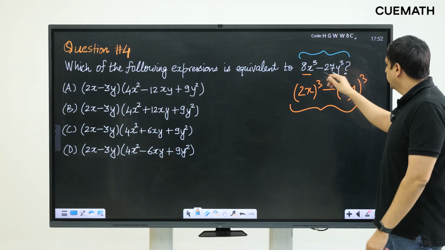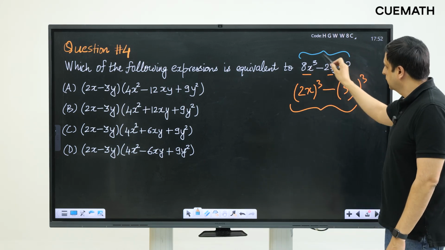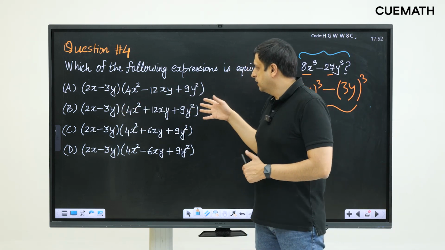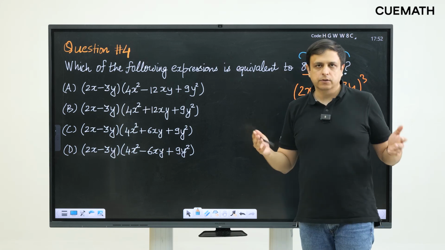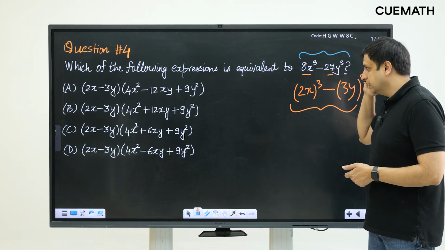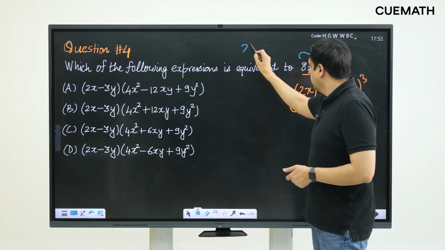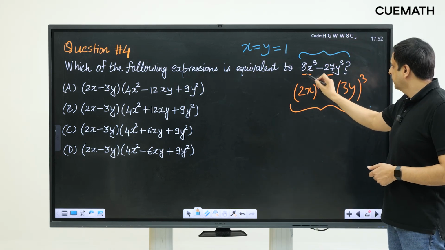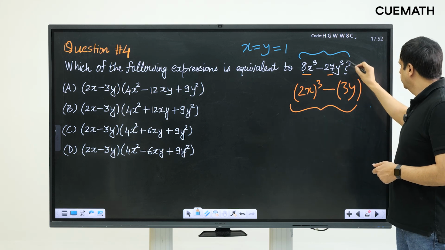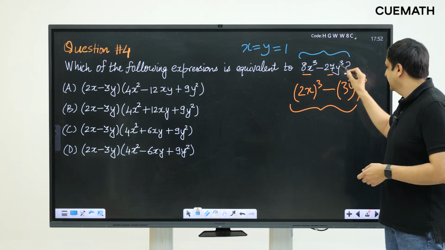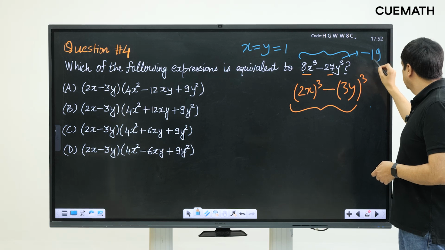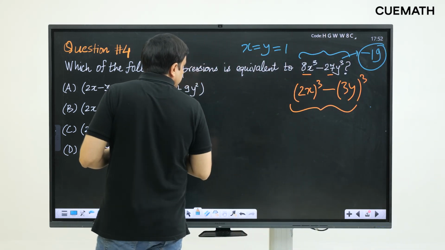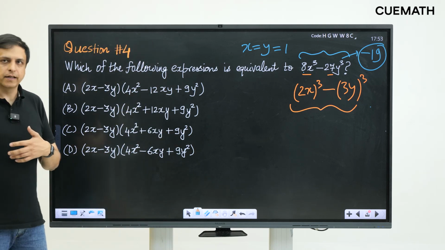Now, if I take x and y as 0, then this whole thing becomes 0, but so do all of these expressions. As you can see, if I put x and y as 0, all of these expressions' values will become 0. So that substitution won't really work. So in this case, I will simply substitute x and y both equal to 1. So this one here will give me 8 minus 27, which is minus 19. So let me now check which of these four expressions is giving me minus 19 for x and y equal to 1.